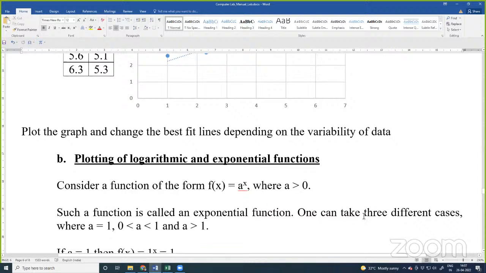One can take three different cases here. If a is equal to 1, one case; or a lies between 0 and 1, meaning a is greater than 0 and less than 1; and a is greater than 1. A equal to 1 we have already taken. It means 0 is less than a is less than 1, and a greater than 1 is another case.